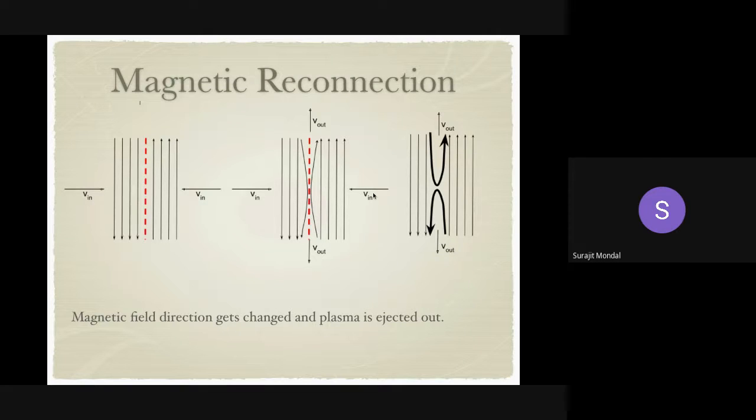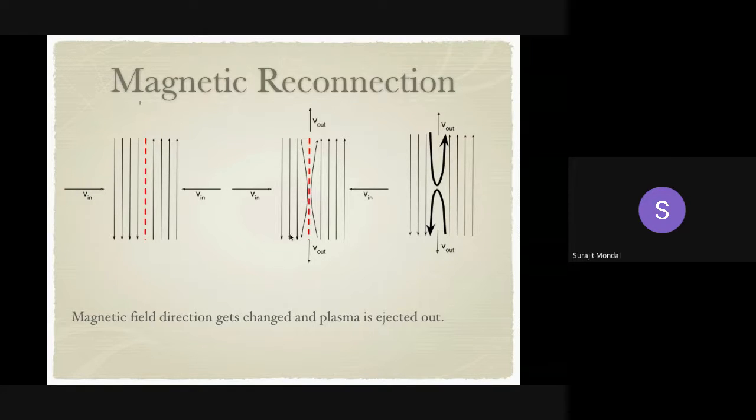Additionally, since the plasma is moving in, just because of mass conservation, plasma should also flow out of here. So the plasma, let us see, is moving in with velocity v in, and it is moving out with the velocity of v out. At this point, where they are the closest, a phenomenon called magnetic reconnection happens. Due to this magnetic reconnection, the magnetic field topology here changes.